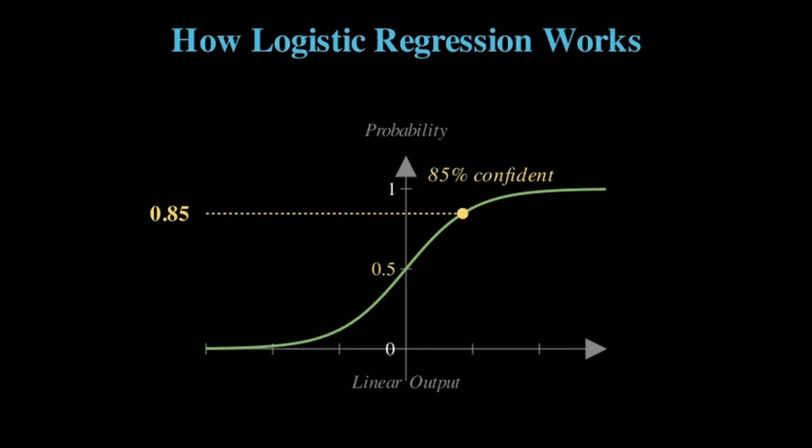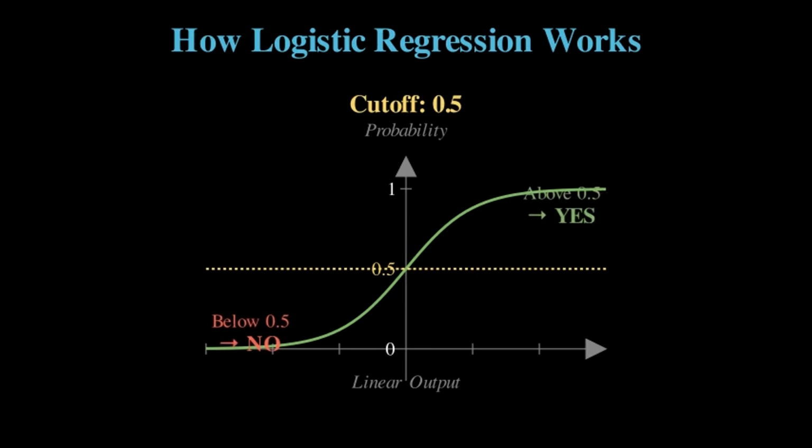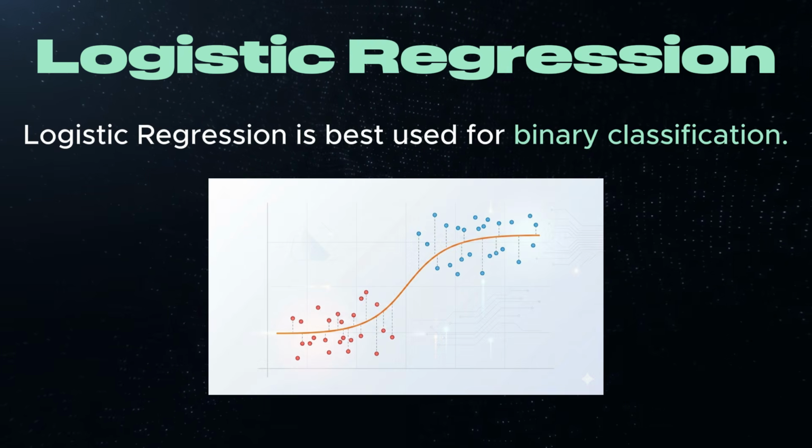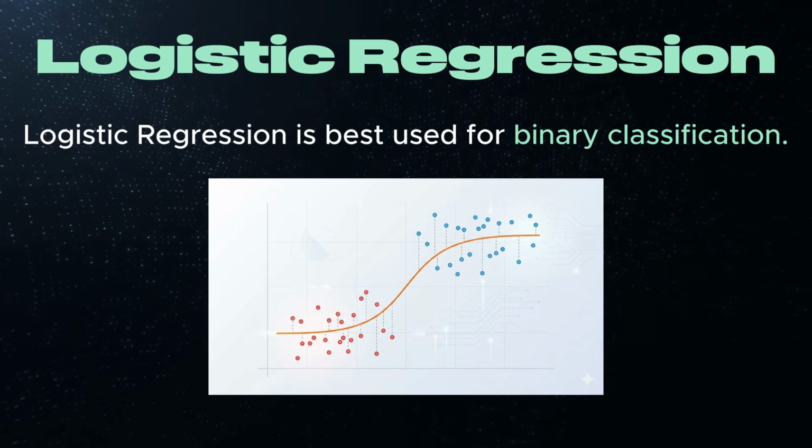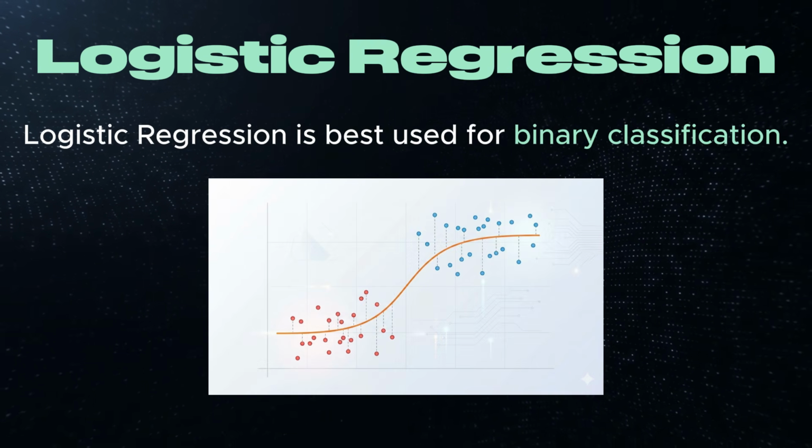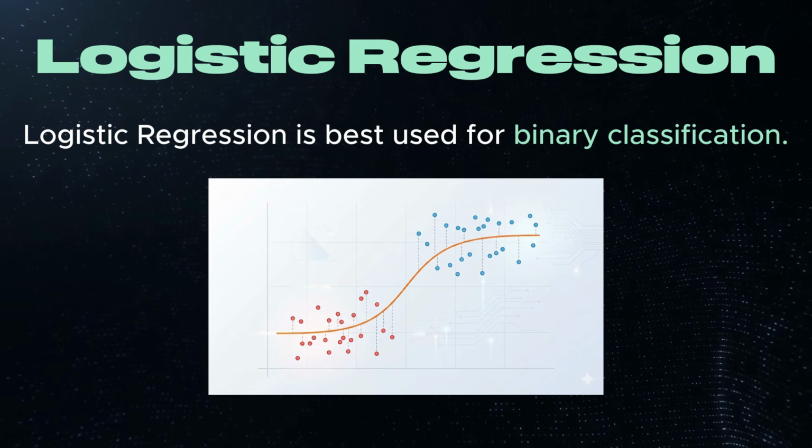Then we apply a cutoff, usually 0.5. If it's above 0.5, it's a yes, and if it's below 0.5, then it's a no. Logistic regression is best used when you need to classify something into one of two categories and the relationship between your inputs and outputs is relatively straightforward.